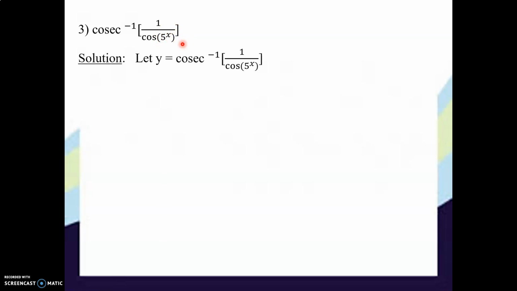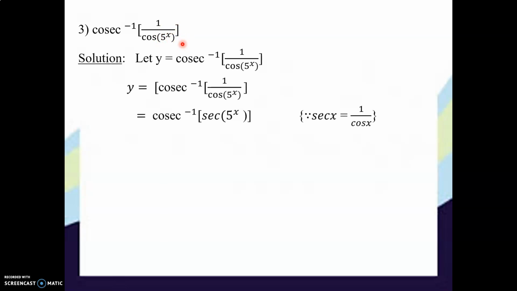Next question is cosec inverse of 1 upon cos 5 raised to x. We know that 1 upon cos x can be written as sec x. So we are applying here, sec x is equal to 1 upon cos x. So cosec inverse of sec 5 raised to x. Since these two functions are not same, you have to adjust it. We also know this formula, cosec 90 minus theta is equal to sec theta. So we are applying that.